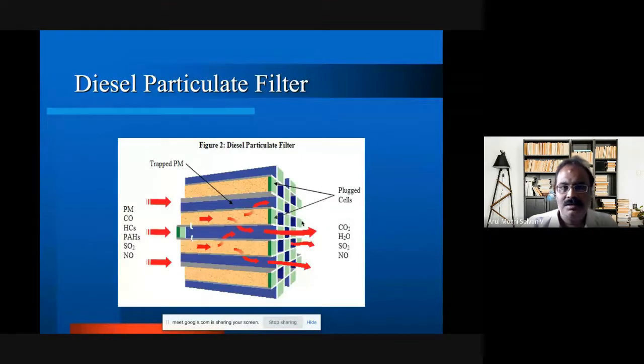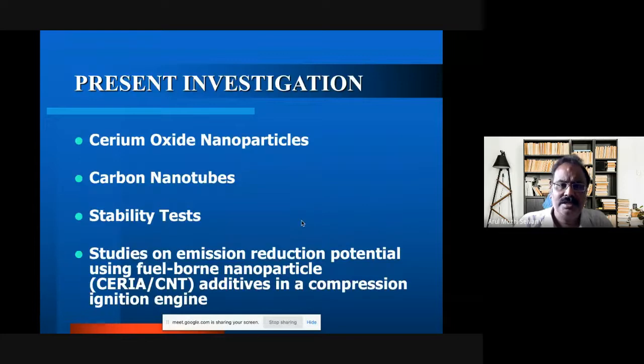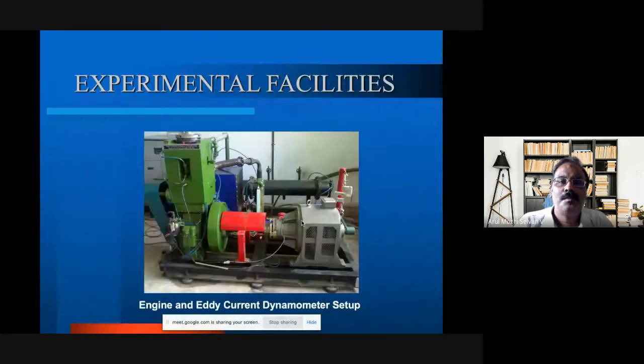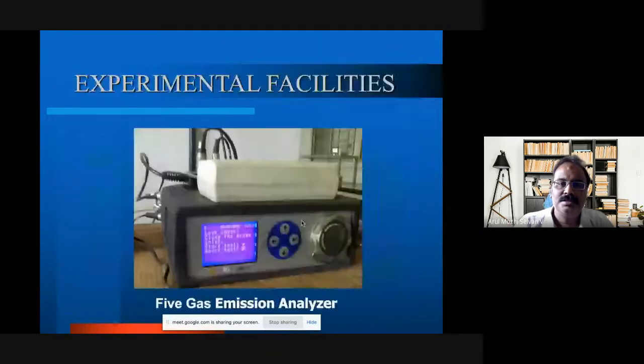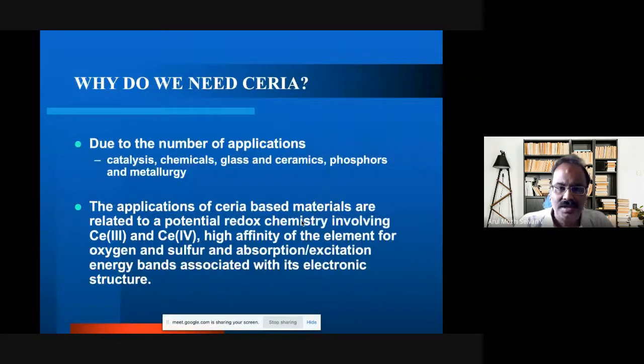So these are all the technological side. Of course, you have so many sessions looking at various aspects, so I'm not touching all those things. These are the reactions taking place, as far as the technology is concerned.